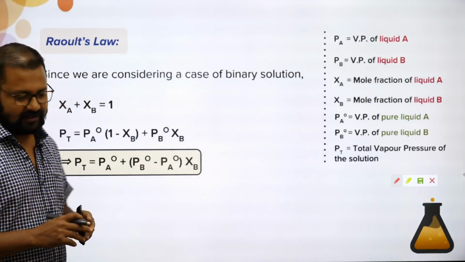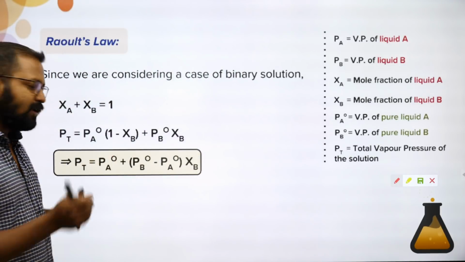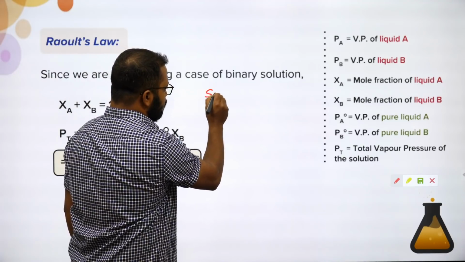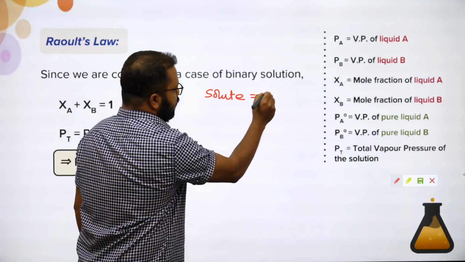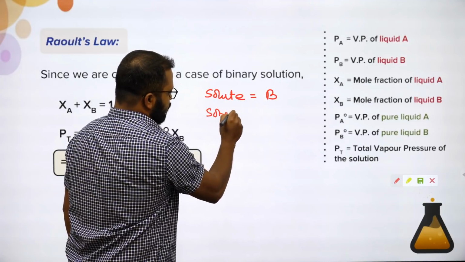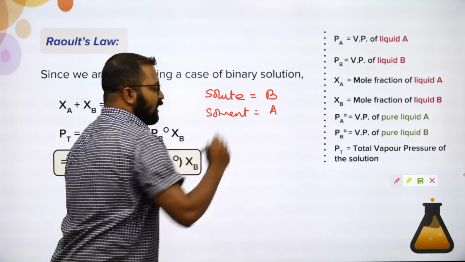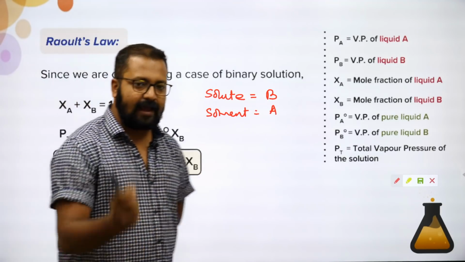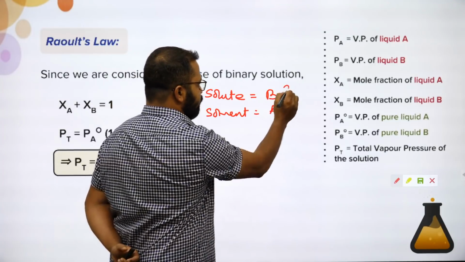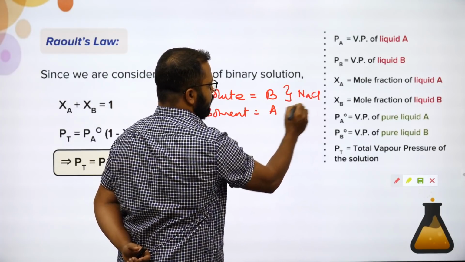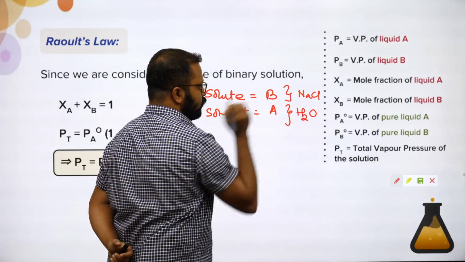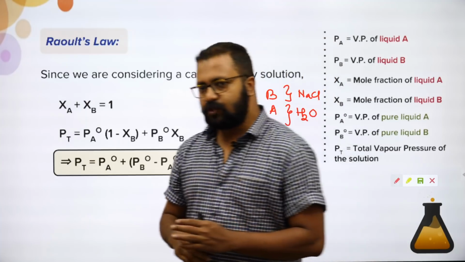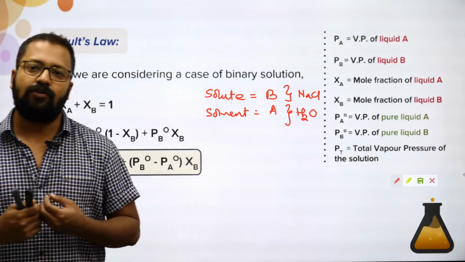Mole fraction is always less than 1. Yes, sum of mole fraction will be equal to 1. So let's say I have a solute. Solute is B and solvent is A. Suppose मैंने water में नमक डाल दिया. If I take water and add salt to it, let's say B is NaCl and A is H2O. When I mix both of them, sodium chloride I know is non-volatile.